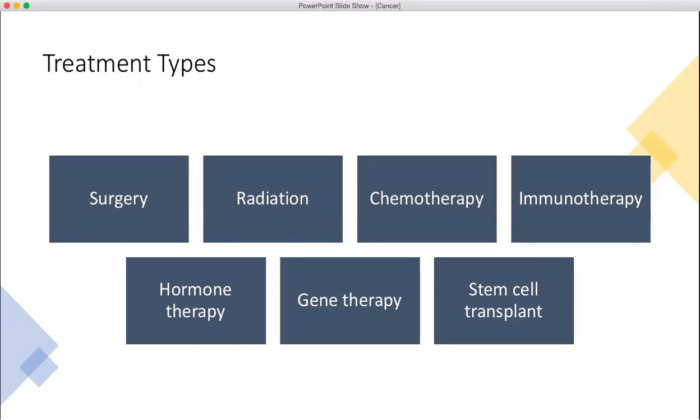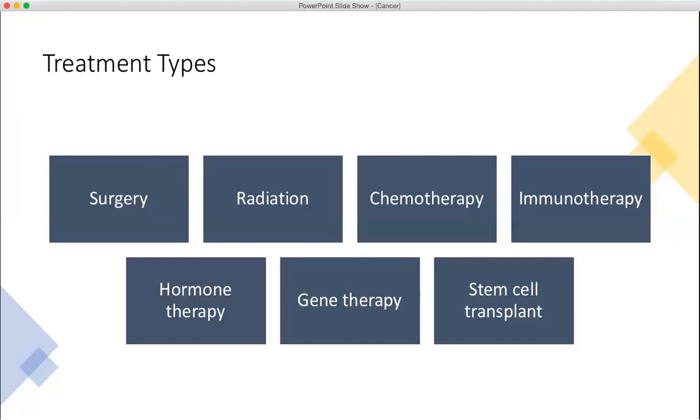Now, that doesn't mean that that's the only type of side effects that chemotherapy can cause. There's a wide array of side effects related to a variety of different chemotherapies, but just generally speaking, those are the types of cells that are being damaged. So it's non-specific. They can't specifically target those cancer cells, right? They're going to be damaging and killing healthy cells as well.